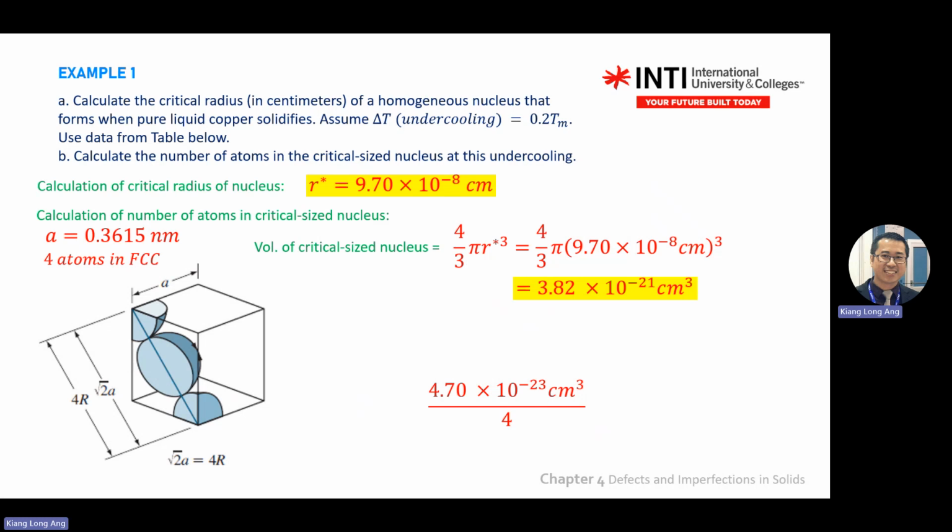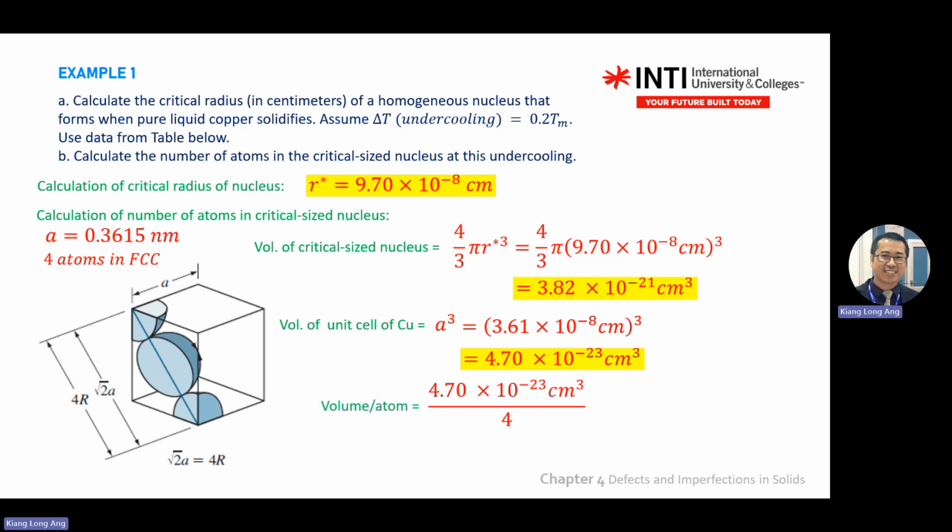Then it asks you the number of atoms. So for copper, to find the volume, it is A cube. A is given in the table, 3.6 10 power negative 8 cm. You get 4.71 10 power negative 23.